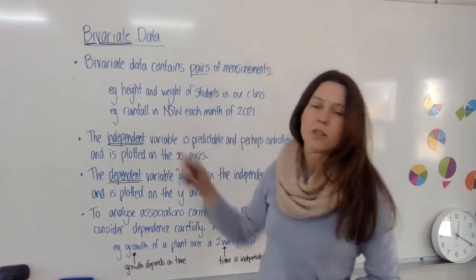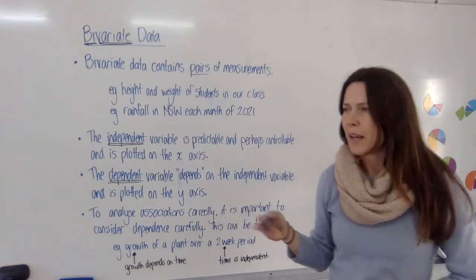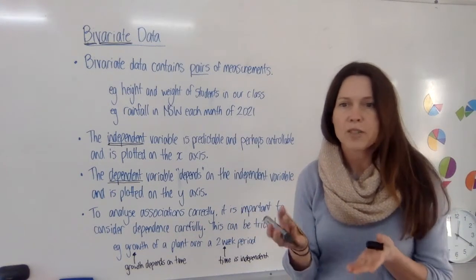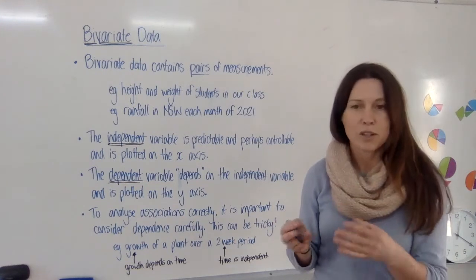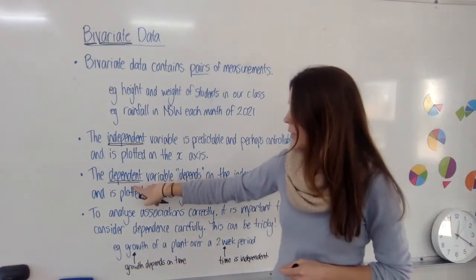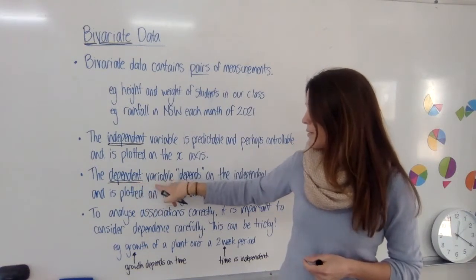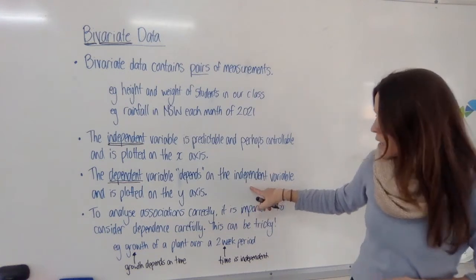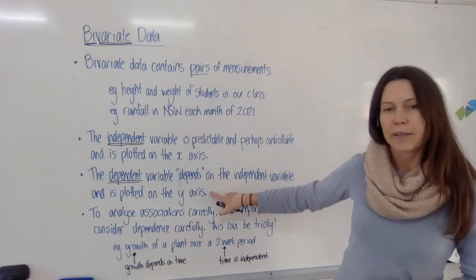Rainfall is something that we're interested in. And if you said, hey, how much rain has fallen? A logical answer would be, when? When do you mean? So the answer to that question depends on what time we're talking about. So, naturally enough, the dependent variable depends on the independent one. So we plot it on the y-axis.